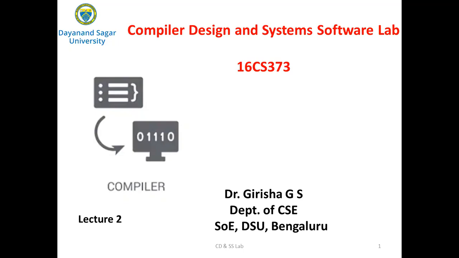Then what is the second phase? Syntax analysis phase. It is also called as parser. The second phase of a compiler is called as parser, P-A-R-S-E-R, parser. Okay. So parser is the second phase of a compiler. What it does, what is the function? It takes the sequence of tokens as input from the lexical analyzer and recognizes whether it is a valid sentence or not according to the given grammar.